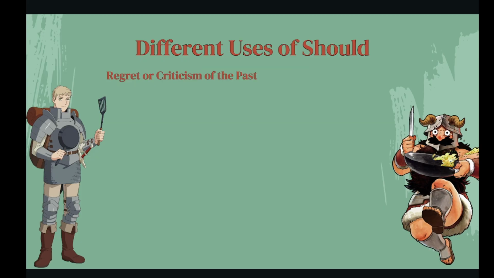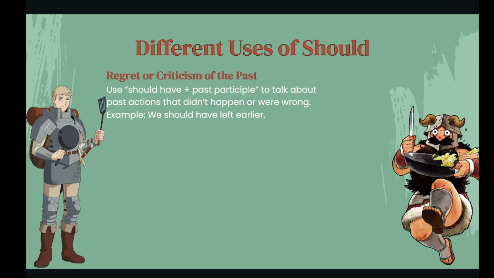Now this one has a different structure compared to the other uses of should. So remember, it's subject plus should plus base form of the main verb. Now for this structure, we use should have plus past participle to talk about past actions that didn't happen or we were wrong about. So for example, we should have left earlier is expressing regret, like, man, now we're late because we didn't leave early enough.